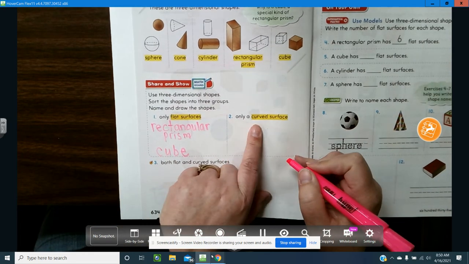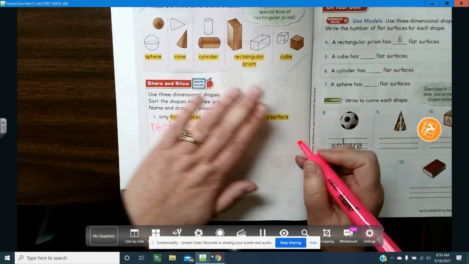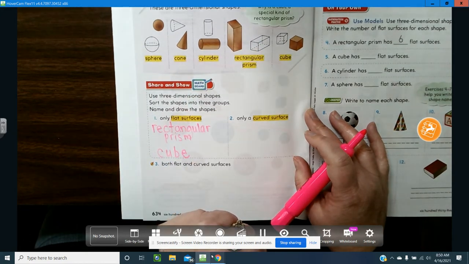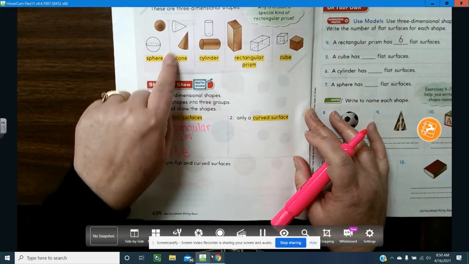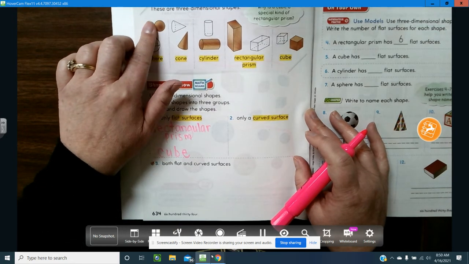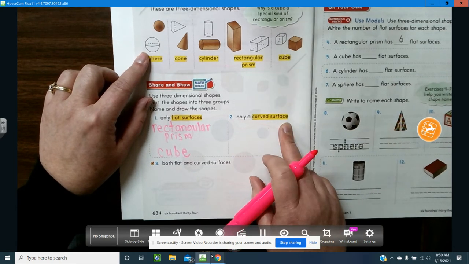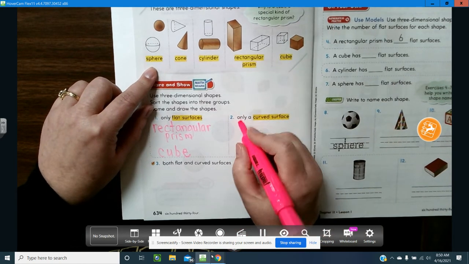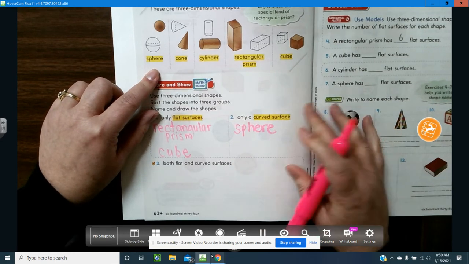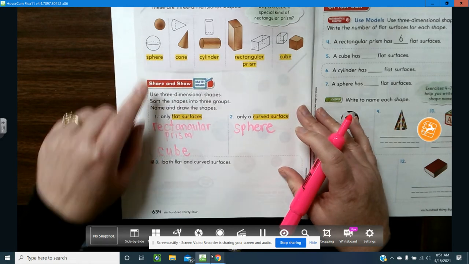Number 2 says, which ones have only curved? They don't have any flat. You know, something that's flat can sit down and stand up by itself. It won't roll away. Well, if you put a basketball on the desk, it might roll away. It has all curved sides. So if we want only a curved surface, it would be a sphere. A sphere has only curved lines. It doesn't have a flat side where it can sit by itself.